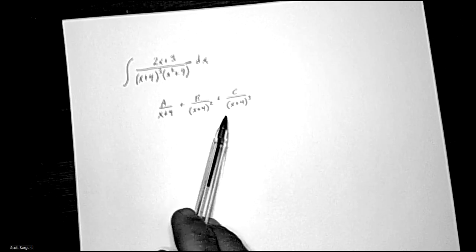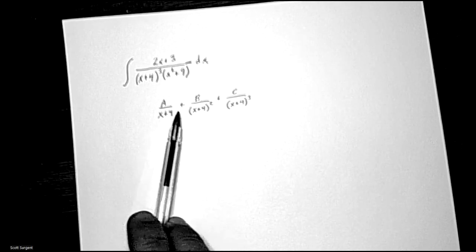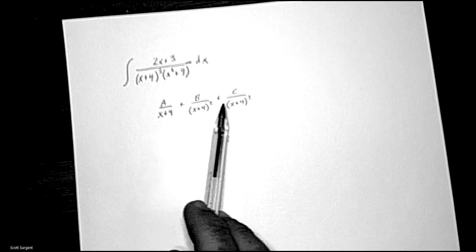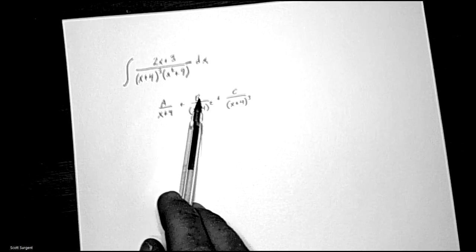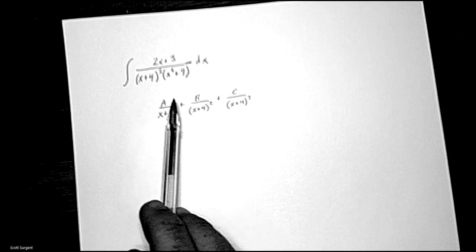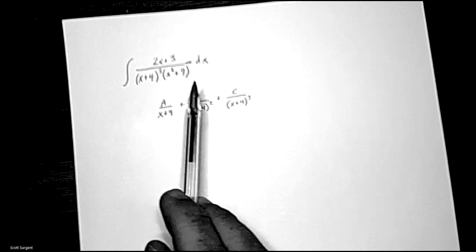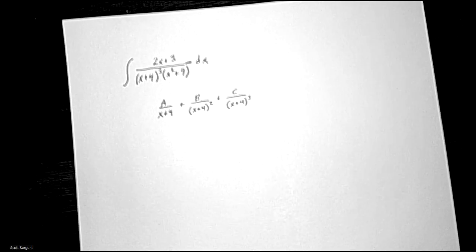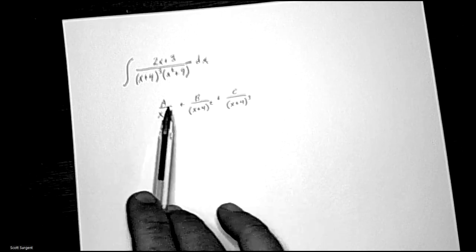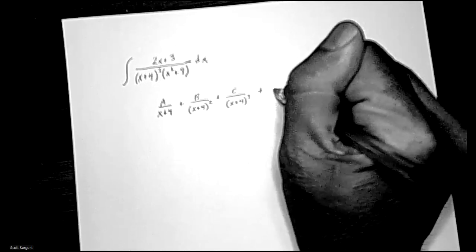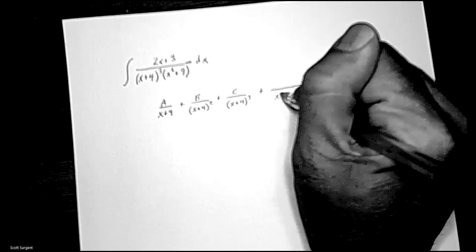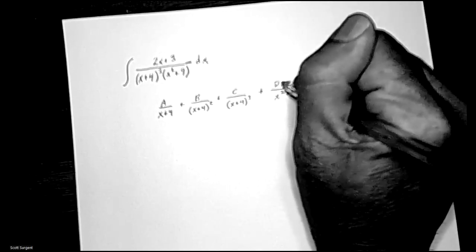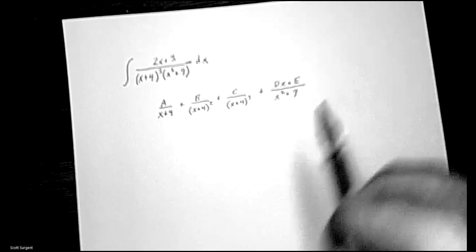Okay, now really what's happening here, you could actually write this out as a single thing. You could write it out as (ax + 4) squared plus bx plus 4 plus c, but that gets real messy. That's why we do it this way. This way is actually pretty clean. And then we have x squared plus 9. Now this is a quadratic, so we have to account for the possibility you might have a linear numerator.